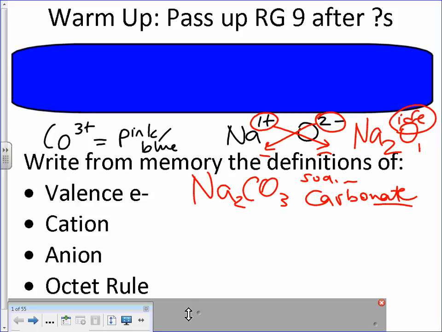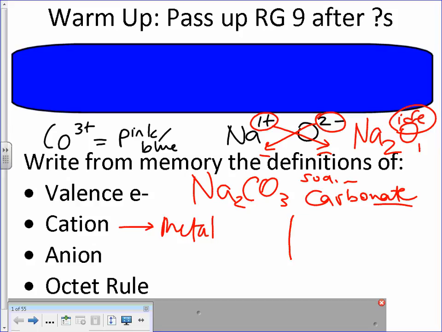What about cation and anion? Which one's positive? The cations, and the anions are? What commonly is going to form a cation? What type of element? Metal or non-metal? Metal. You remember the metals?